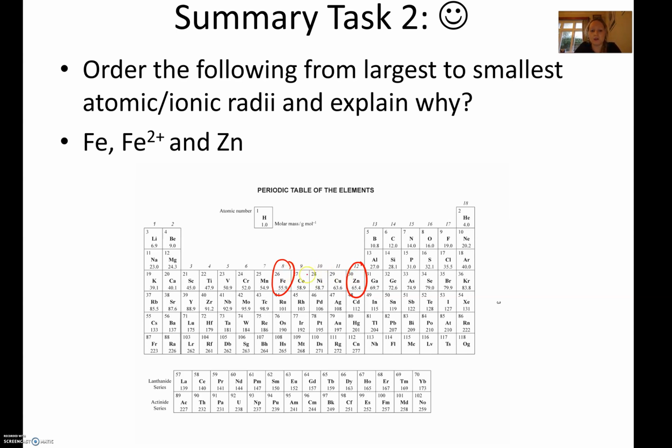If we just compare these two atoms, they're both in the same energy level, which is energy level 4. So therefore, shielding by inner shell electrons is going to be the same. Zinc's got 30 protons, iron's got 26 protons. So zinc has got a greater nuclear charge, and therefore zinc's electrostatic attraction between the valence electrons and the nucleus will be greater. Therefore, it's going to pull those valence electrons in closer, and therefore the size of the zinc atom will be smaller than the iron atom. Okay, so that means that iron is going to be greater than zinc.